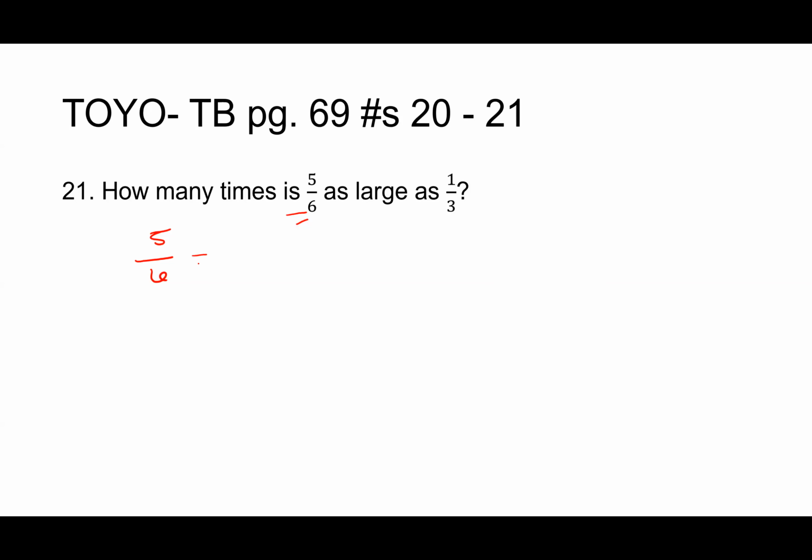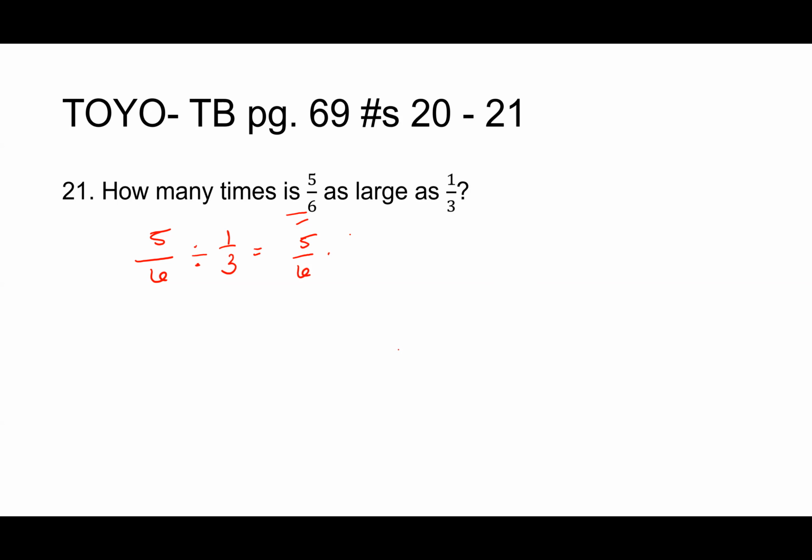So that's really 5/6 divided by 1/3. Just like when I asked you the question, how many times is 8 as large as 2? And you told me 4. That's because in your mind you divided 8 by 2. All right, so this is our division question right here. So that's going to equal 5/6 times 3/1.